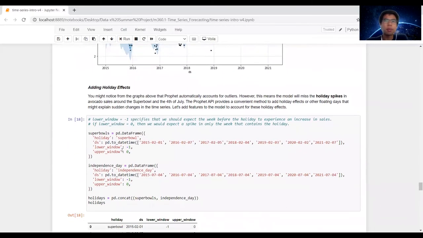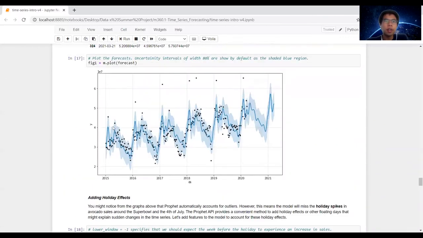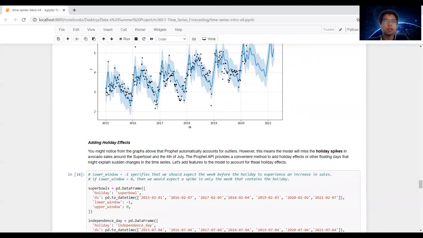As I mentioned earlier, there are some really cool basic API things you can do with Prophet. One of them is to add holidays. As you notice here, we missed the holidays. These are not just random outliers. They're actually the Super Bowl. Families tend to buy avocados for the Super Bowl, it seems. The model is first missing out on those because it doesn't know, and thinks these are outliers.